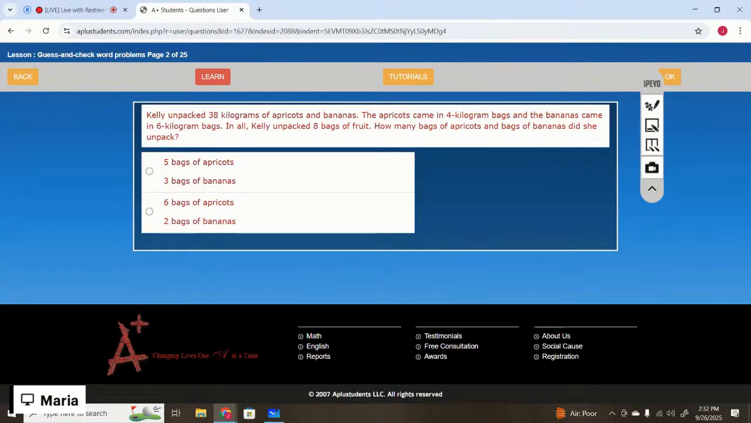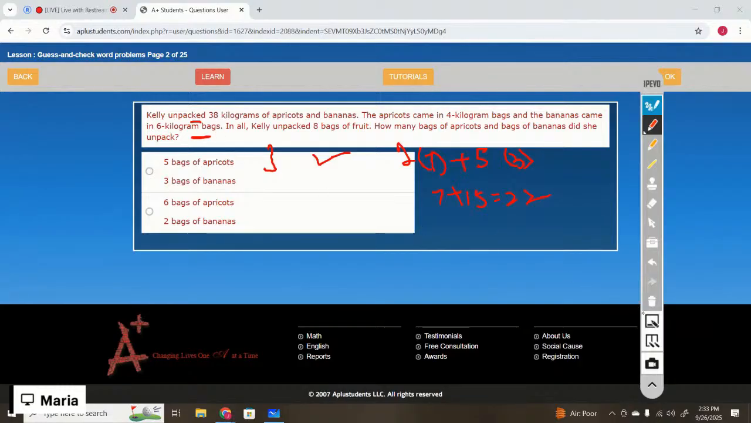Kelly unpacked 38 kilograms of apricots and bananas. The apricots came in 4 kilogram bags and bananas came in 6 kilogram bags. In all, Kelly unpacked 8 bags of fruit. How many bags of apricots and bags of bananas did she unpack? Eight fruit bags, right?